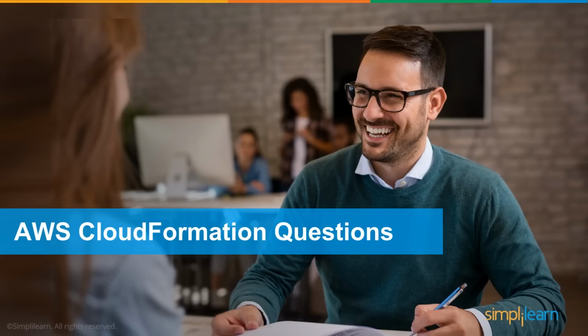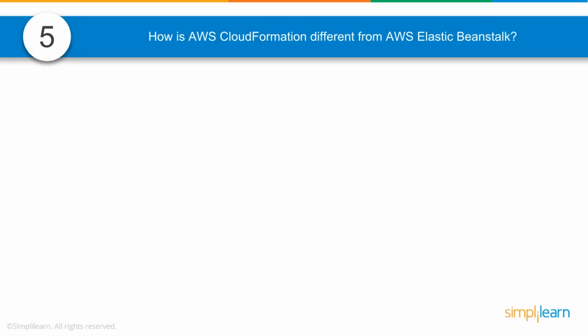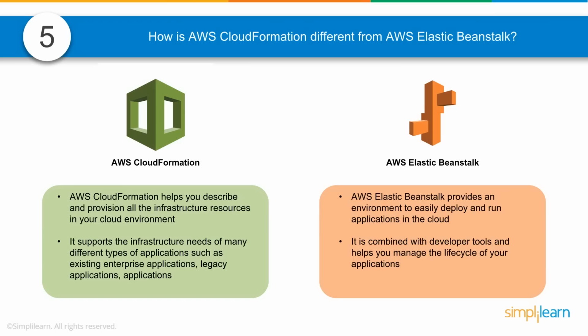Let's talk about some CloudFormation questions. This is a classic question. How is AWS CloudFormation different from AWS Elastic Beanstalk? On the surface, they both look the same. You don't go through the console or the CLI to provision resources. Both of them provision resources through a click of a button, right? But underneath, they are actually different services. So knowing that is going to help you understand this question a lot better.